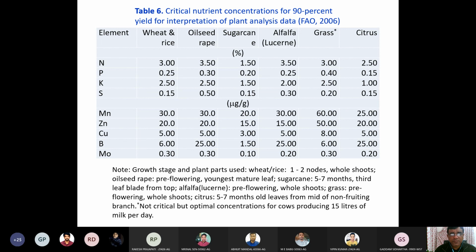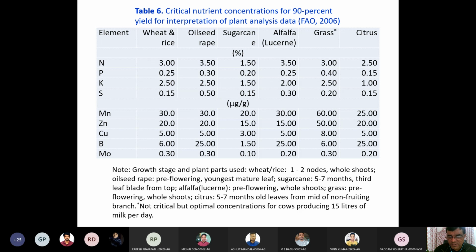Then this data is just to explain to you how the critical level of different nutrients varies with the species, with the stage of the crop, and with the plant part which has been used. So see the note, just read the note: growth stage and plant parts used. Which part has been used? For example, in wheat or rice, they have used the 1 to 2 node stage, or it can be the whole shoot. The whole shoot can be harvested. In oilseed rape, for example, it can be the pre-flowering stage, youngest mature leaf. In sugarcane, 5 to 7 months.